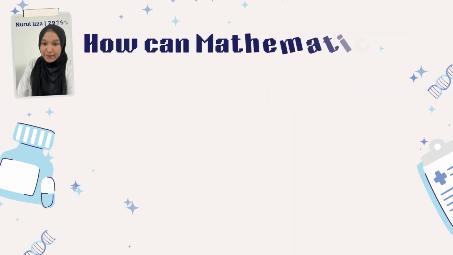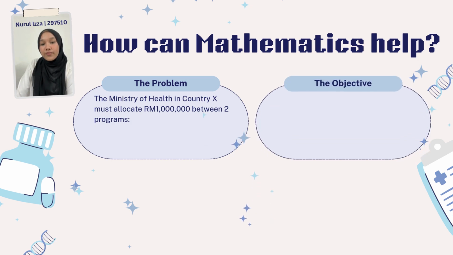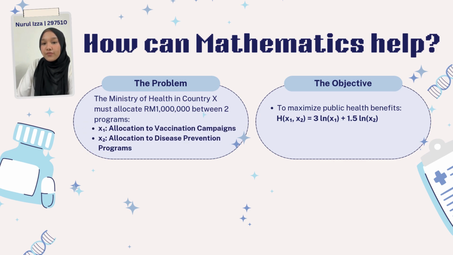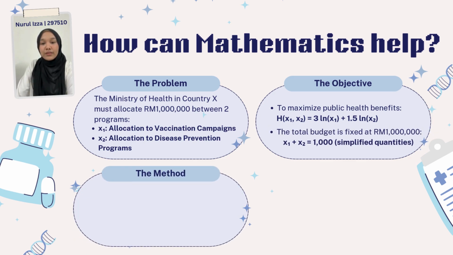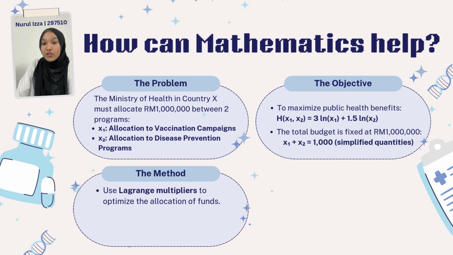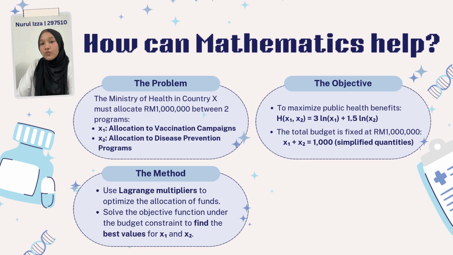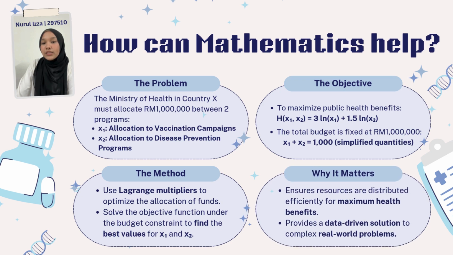Now let's talk about mathematics and how it can help. The objective here is to maximize the public health outcome using this formula where X1 is the budget for the vaccination campaign and X2 for the disease prevention program. But the total must equal 1 million ringgit. And then we use a mathematical technique called the Lagrange multiplier to balance the objective and the constraint to find the optimal allocations for X1 and X2. This ensures every money we spend makes the biggest impact, helping the government make data-driven and efficient decisions.